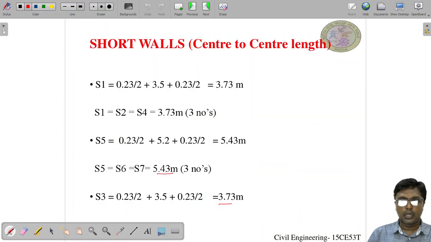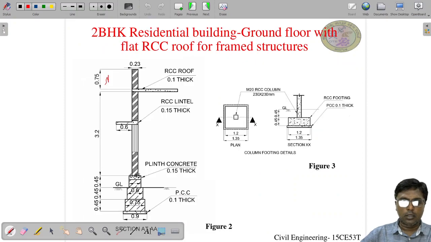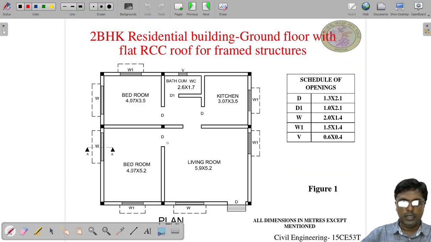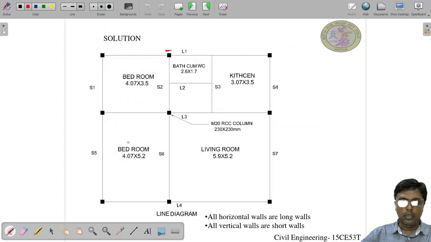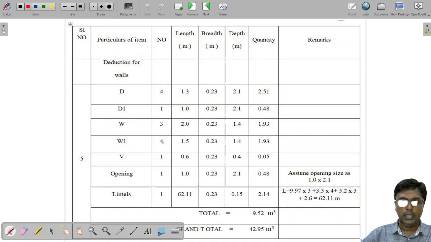Why? Because we are not going to put brick on the openings. We have doors and windows, but we have taken their dimensions also. We have taken the measurement, but there we do not need brick. So for that we have to make deductions. So how do we make deductions? Let us go to the deduction. First let us do the walls.